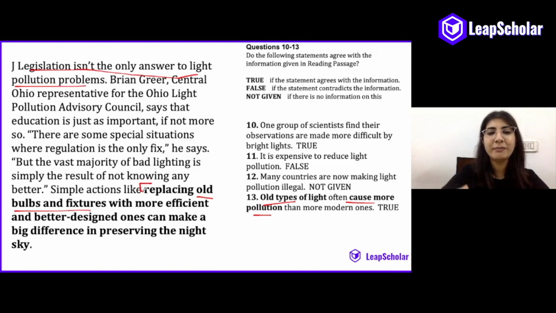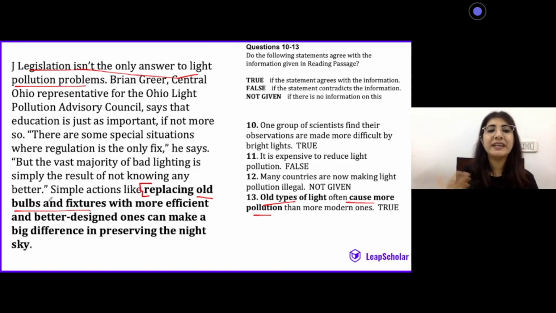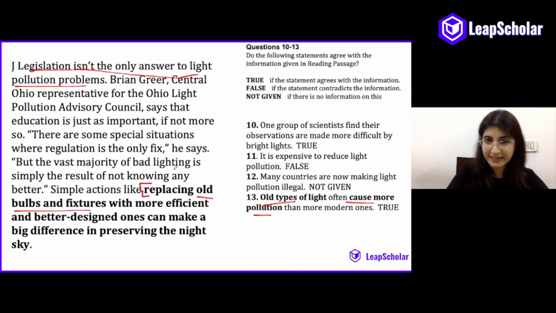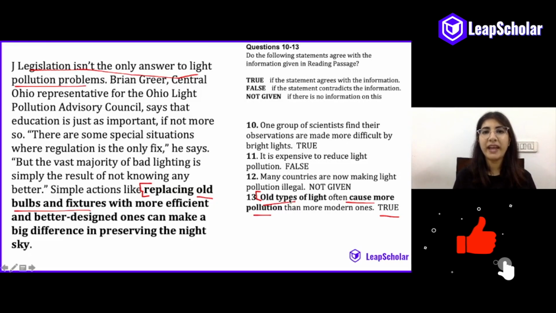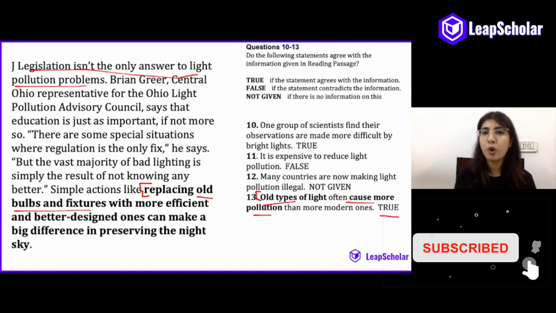What this basically means is replacing old bulbs makes a difference in reducing the pollution. That's exactly what the statement says. Old types of light often cause more pollution, which is why replacing them makes a huge difference. So this is true. All right. This is how you can convert the statements into questions and solve the true, false, not given question easily.